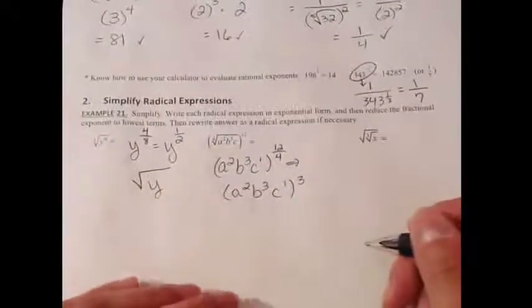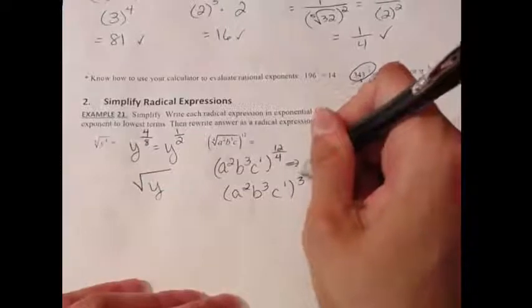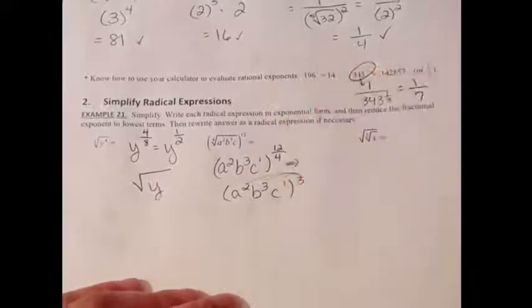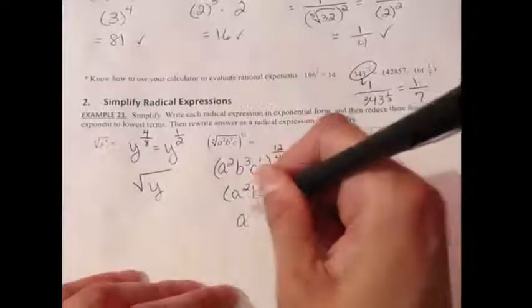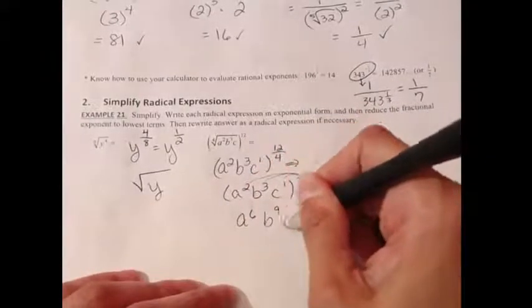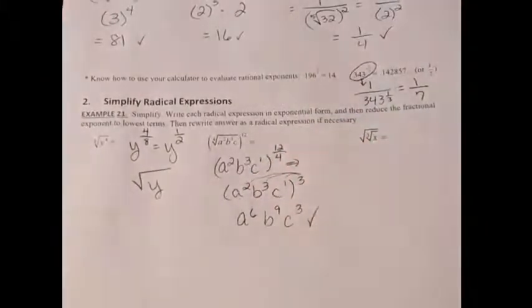Well, now I can finish this. I can distribute that power of 3 throughout, applying the power rule. And that leaves me with a to the 6th, b to the 9th, c to the 3rd power, and we're done. There's no need to write anything in radical form because it was a whole number exponent. Our exponent was 3, so we just applied the power rule. Okay.